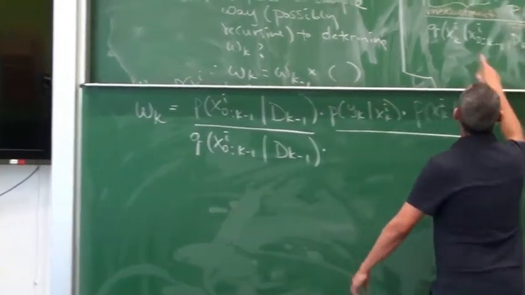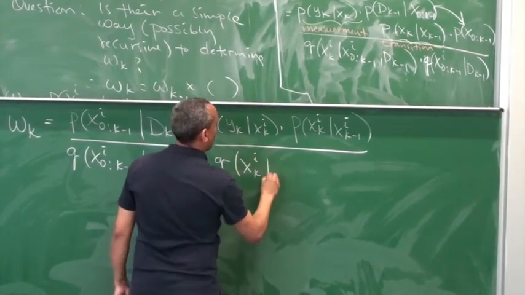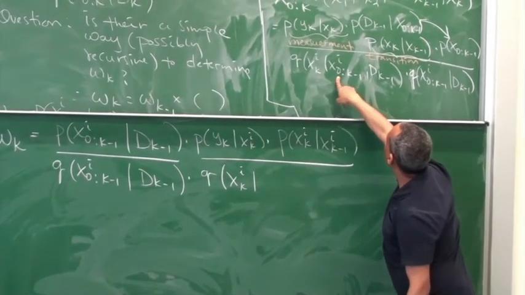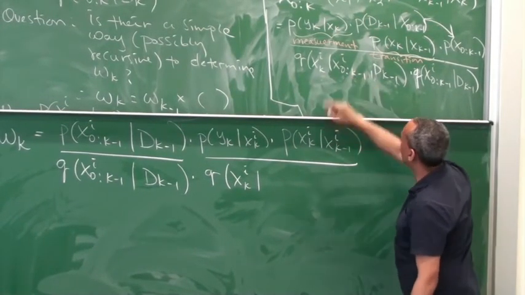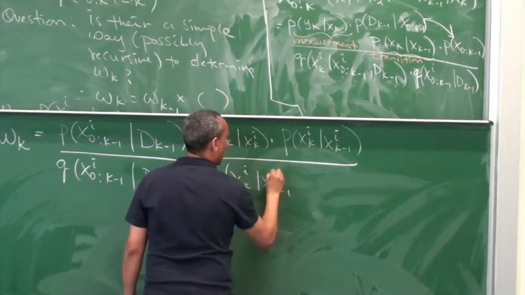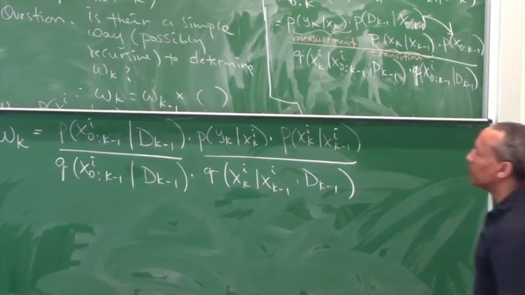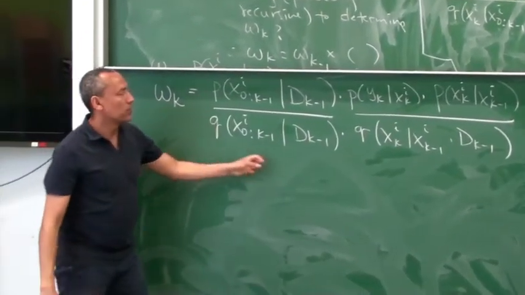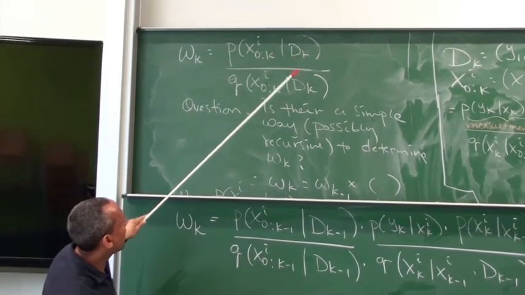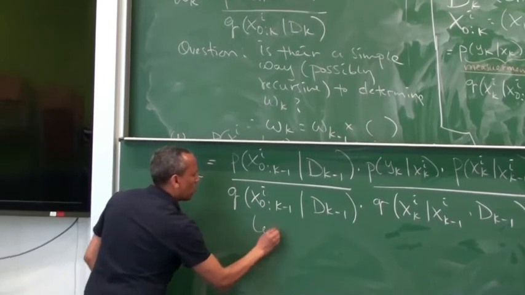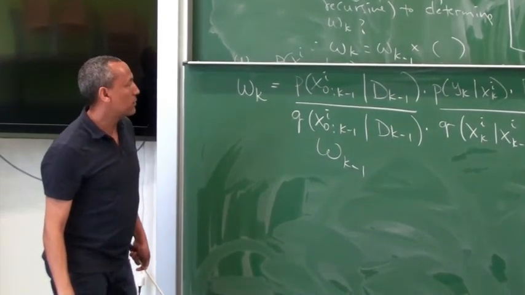Times we have this term, q of x_k given this term here, you see. x_k is just dependent on x_{k-1}, not on all the other ones. So x_{k-1}, but we have these terminologies, d_{k-1}. This term, you see, is the past. The weight we assign for the past iteration, for k-1. This is w_{k-1}, the weight we assigned or calculated for the i-th, the k-1 sample.